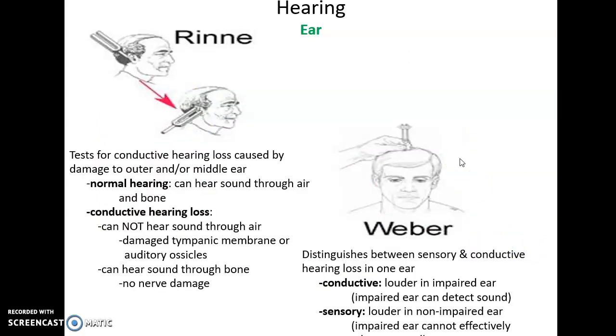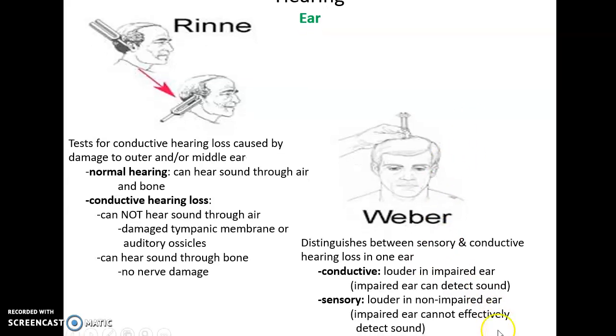There are two tests for detecting hearing loss, Rinne and Weber. Basically, the point is that if you hit a tuning fork, it makes sound, and if you cannot hear it through the air by holding it near your ear, then that means you have hearing loss. If you hit the vibrating tuning fork and hold it against the bone on your skull, here or here, then if you can hear that sound, then your nerves are fine. The damage is to the outer or middle ear structures. If you cannot hear the sound when it's being transmitted through the bone, then that means you have some sort of sensory damage. Something's wrong with the nerves carrying the signal to the brain.